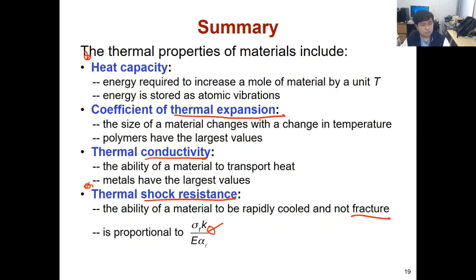Maybe we should increase the mechanical yield strength, or reduce the Young's modulus or reduce the thermal expansion coefficient. So there are many strategies to improve the TSR property, but I'm not sure which is the best strategy to improve thermal shock resistance. However, if you have any idea, please let me know anytime you want.